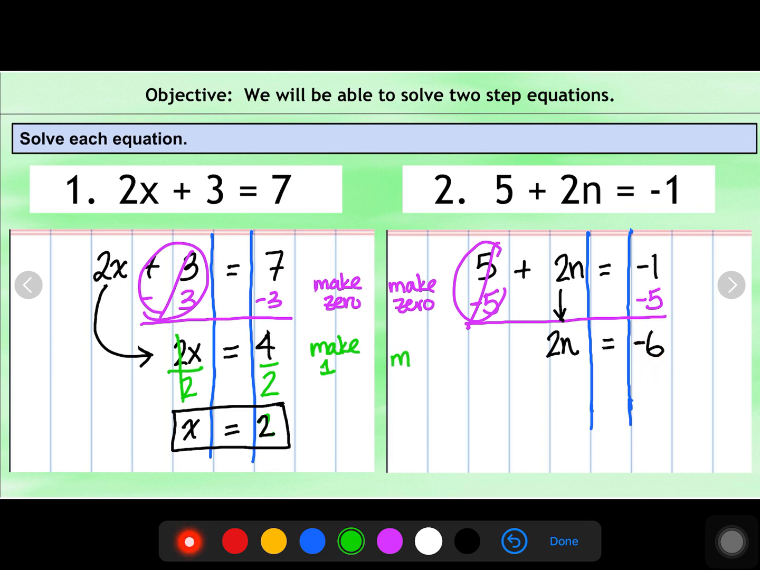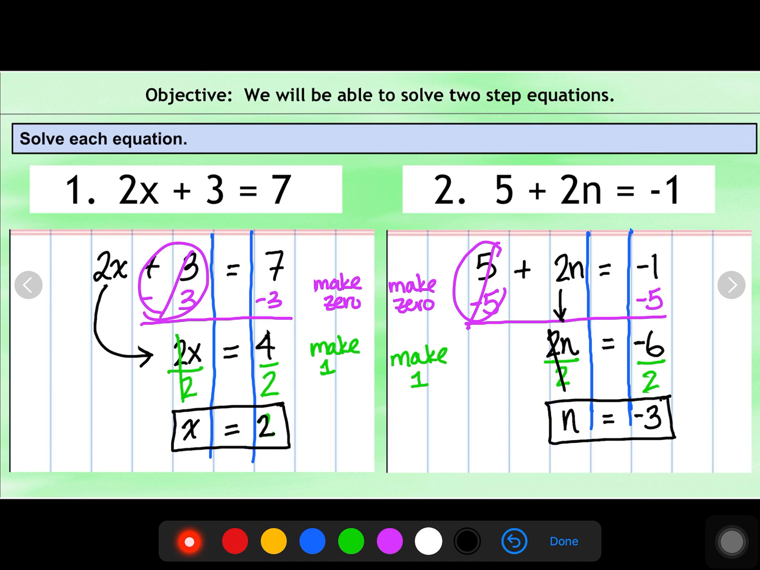Okay, and now we want to make 1. And to make 1, if this is multiply, we are going to divide both sides, because whatever you do to one side, you got to do to the other. That makes 1, which is what we want. We just don't write it. N equals -6 divided by 2 is -3. That is our final answer.